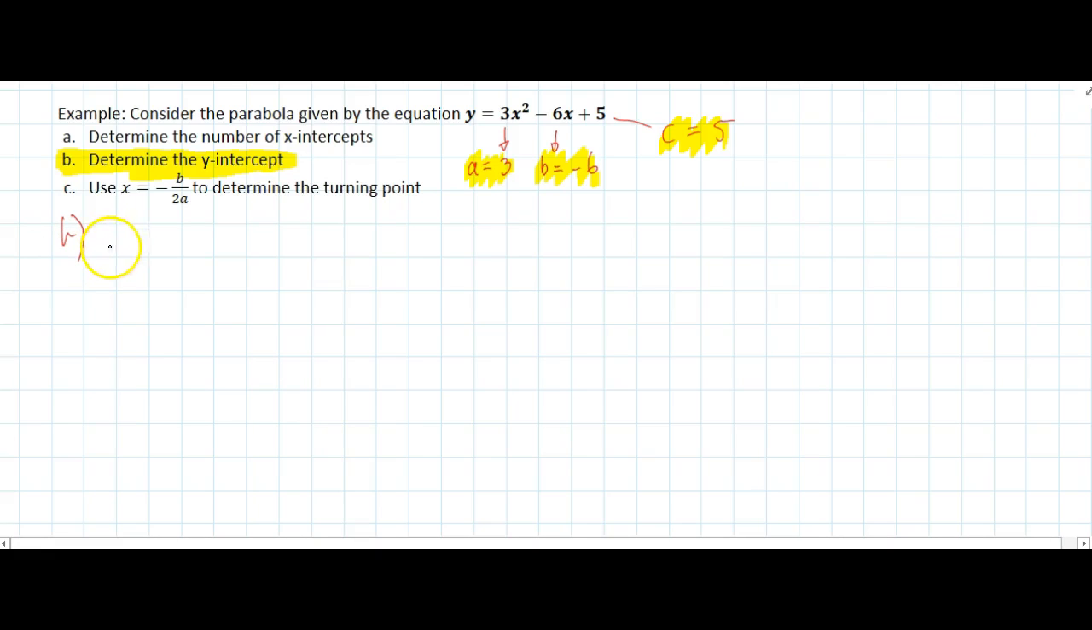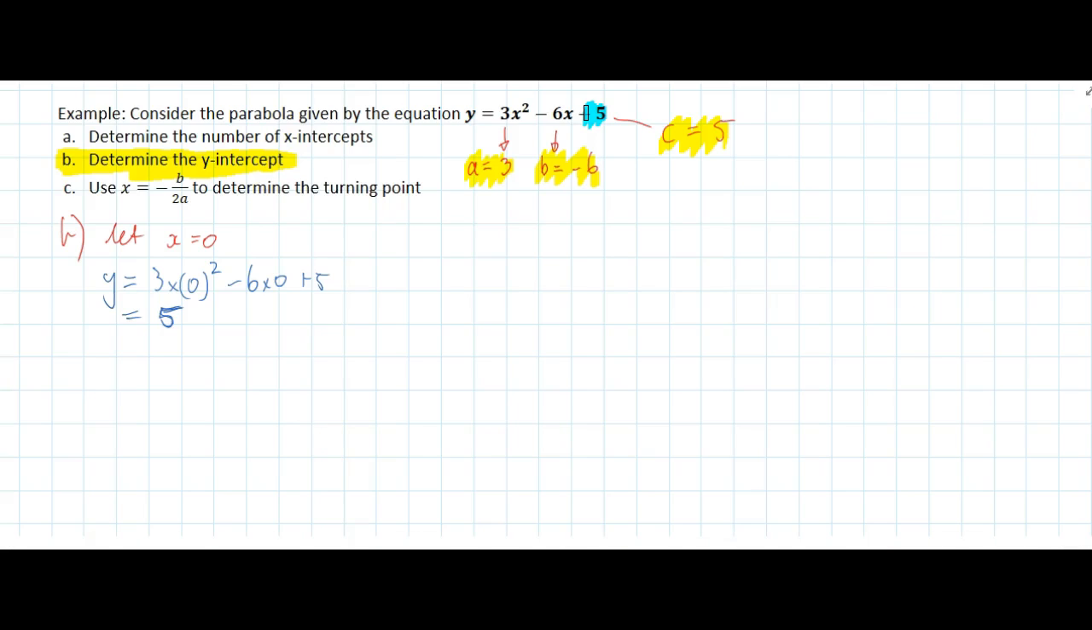If we let x equals 0, we'll find the y-intercept. So y equals 3 times 0 squared plus negative 6 times 0 plus 5, and we get 5. As you know, the constant in an equation like this is the y-intercept.